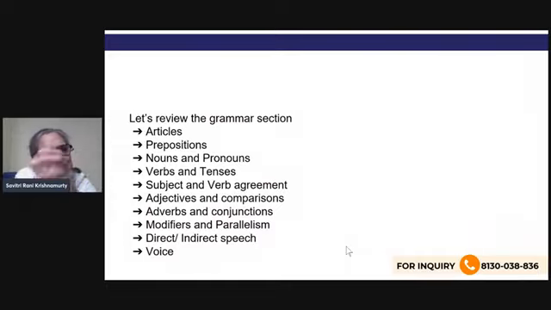Error detection means a sentence is divided into 4 or 5 parts, and you are asked which part of the sentence has the error. For prepositions, in most cases, it is fill in the blanks. Fill in the blanks can be vocabulary based or grammar based. If it's grammar based, it's mostly prepositions. Then I have a few questions on verbs and tenses. Haven't done much of nouns and pronouns because I haven't seen too many questions on them, but they do look at how well you know your parts of speech. So they ask you to identify a word and ask what part of speech that word is. So we will do that also.